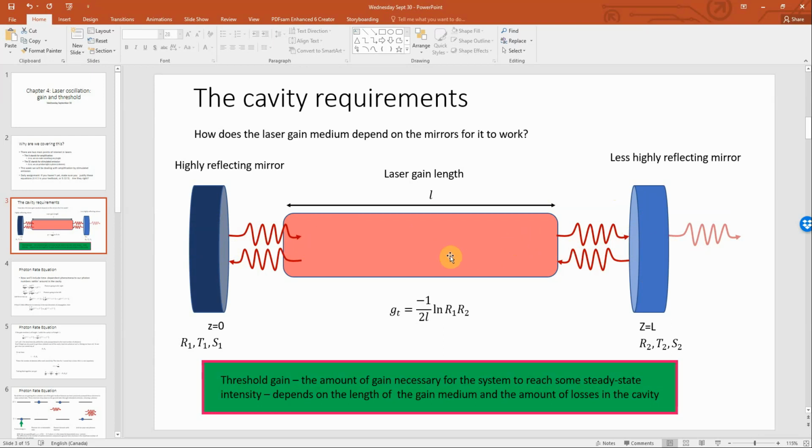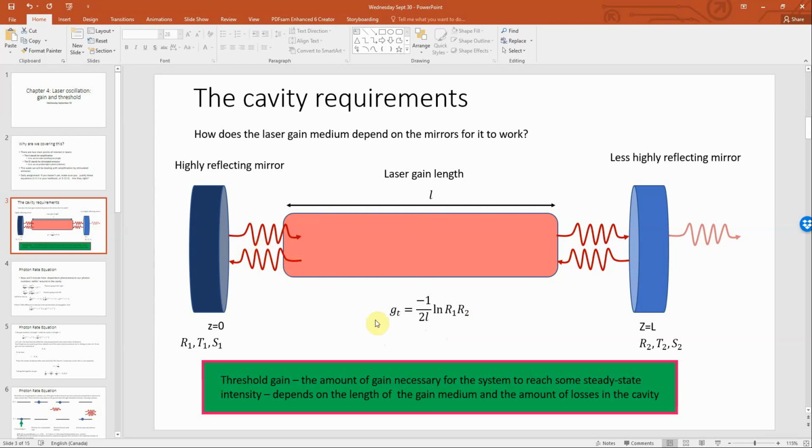So what we found was the threshold gain, the minimum amount of gain you need in order to have steady state, where the intensity of the laser isn't continually fluctuating. Like if you had a pen laser shining across the room, you want to see a stable intensity spot on the far side. So that's when it's in steady state.